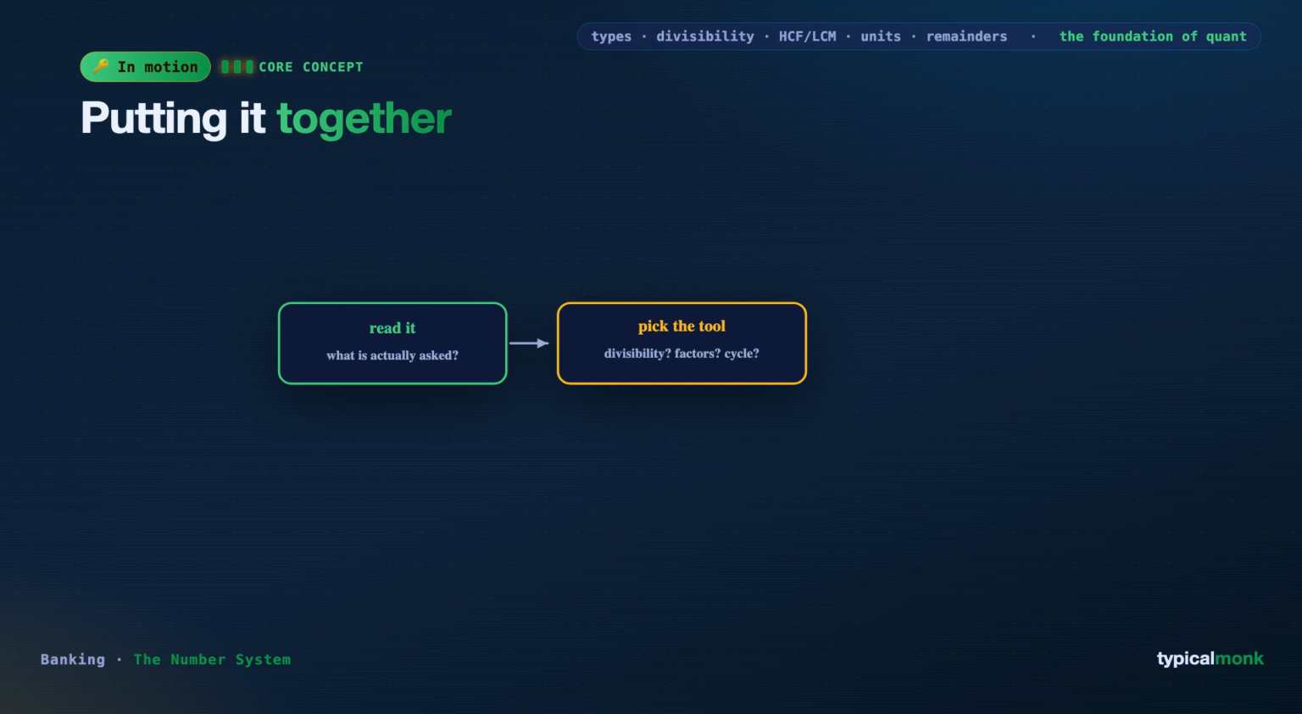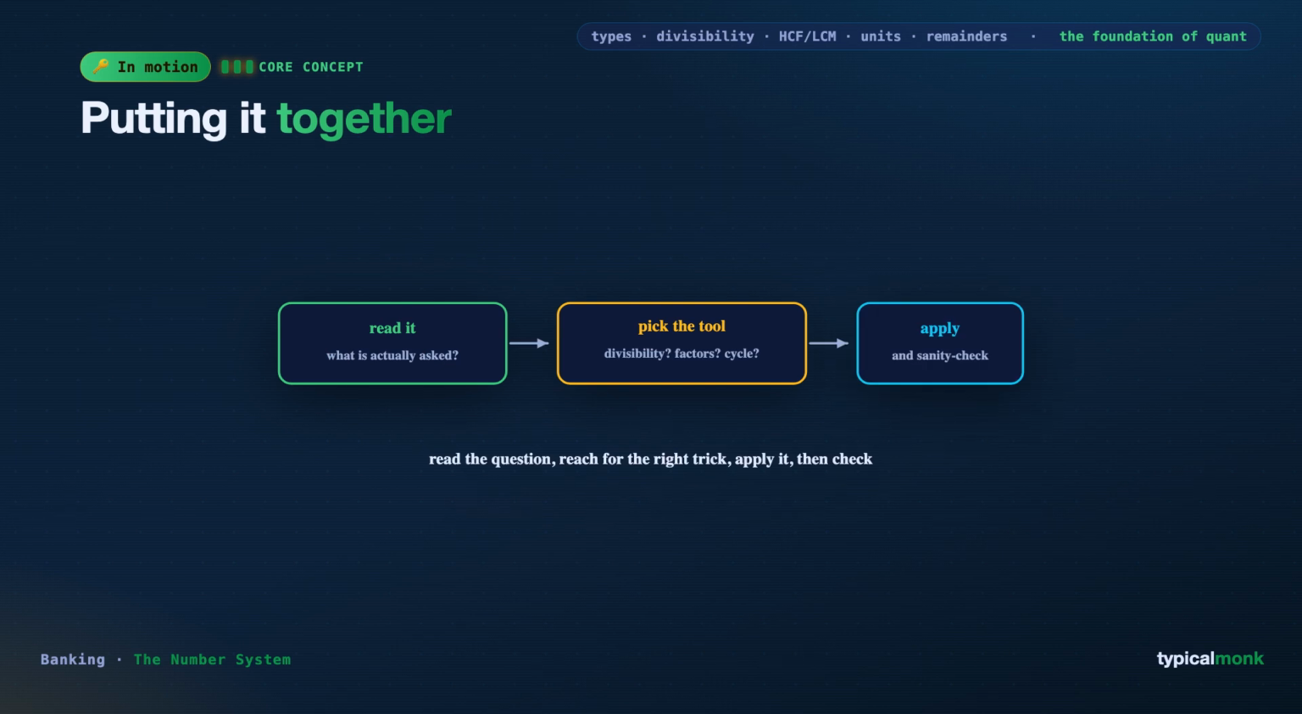What divides both? That means HCF. When do they coincide again? That means LCM. The last digit of a big power means cyclicity, and the remainder of a huge division means the modulo trick. This matching of question type to tool is the heart of solving quickly, and it is exactly what practice trains into a reflex.